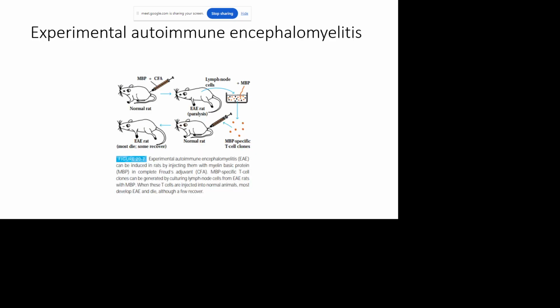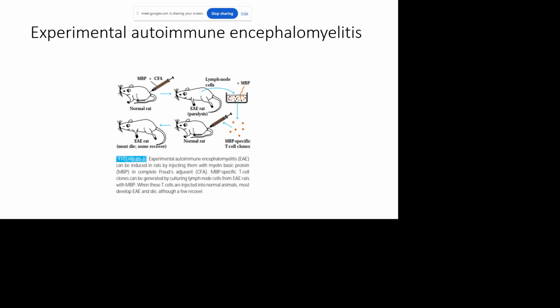Now if you want to treat this autoimmune disorder, first you need to do experiments. For that you need to experimentally induce autoimmunity in a normal system. That is called experimental autoimmune disease. One of the methods taken here is experimental autoimmune encephalomyelitis, or EAE, which can be induced in rats by injecting them with myelin basic protein, MBP, with complete Freund's adjuvant, or CFA. Adjuvant will help in the antigen activity.